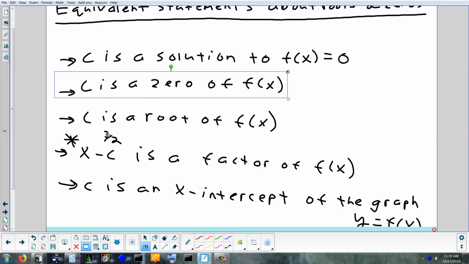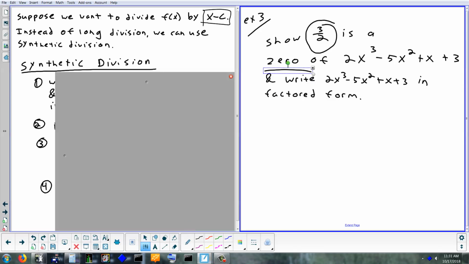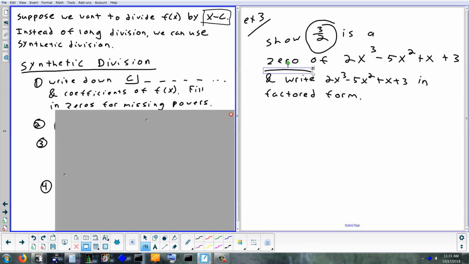Now, when something's a factor and you divide it, what's your remainder? 0. That's the whole goal. I'm going to divide something into something and hope for a remainder of 0, which means what I divided by is a factor, which means that number is a 0. Okay, that's what I'm going to try to do. Any questions on that idea? We're going to show something is a factor, which is going to prove that the number is a 0. The quick way to show that it's a factor is to use synthetic division to divide it. So let's look at synthetic division.